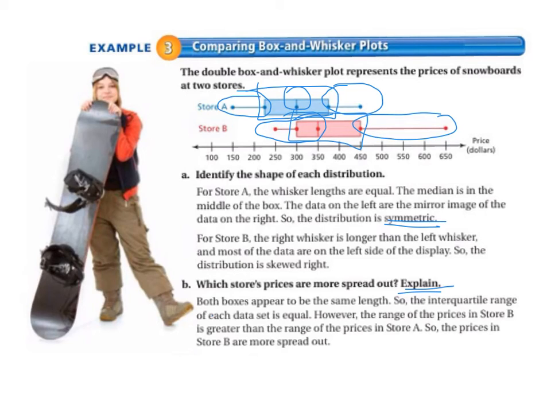So the prices in store B are more spread out. So you have a greater variety of prices in store B. That would indicate that if you wanted a greater choice of prices to choose from, you might want to go to store B, where if you wanted just maybe lower end snowboards to choose from, you might want to go to store A.